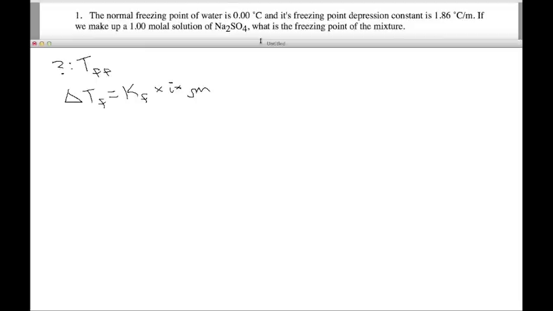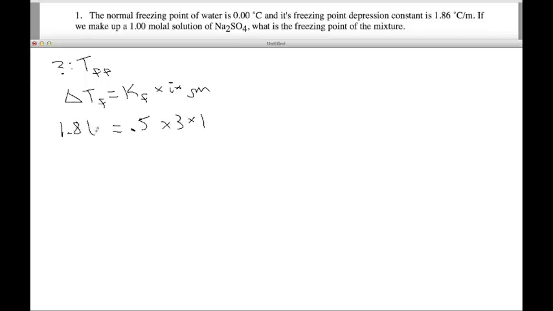And I believe the KF of water is 0.5 degrees Celsius per 1 molal. And I guess since sodium sulfate is an ionic compound, it can break up into two sodium ions and one sulfate. So that would mean i is equal to 3, and molal is equal to moles of solute per kilogram of solvent. So they give us 1, so that would also be 1. And they also give us a depression, which is 1.86, which is equal to all of that.